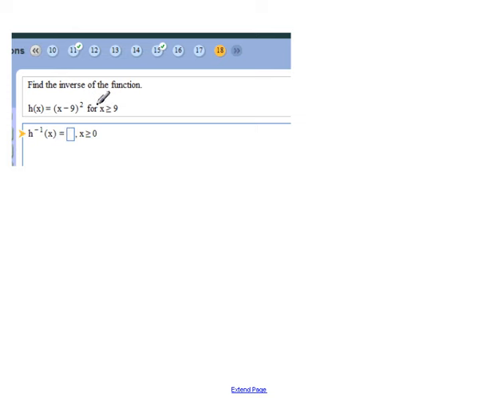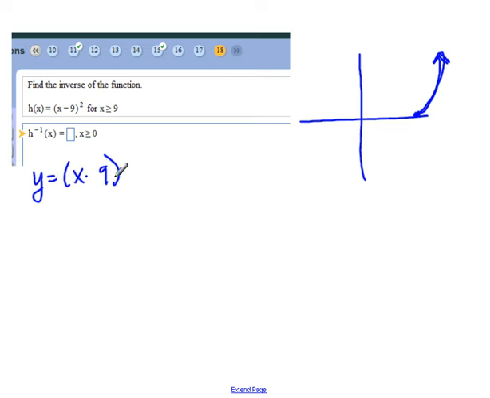Find the inverse of the function x minus 9 squared for x greater than or equal to 9. So this is one where x greater than or equal to 9 is only this piece, right? We've ignored the part to the left of the vertex. And so we would say y is equal to x minus 9 squared is defined for x greater than or equal to 9, and we know y is greater than or equal to 0.